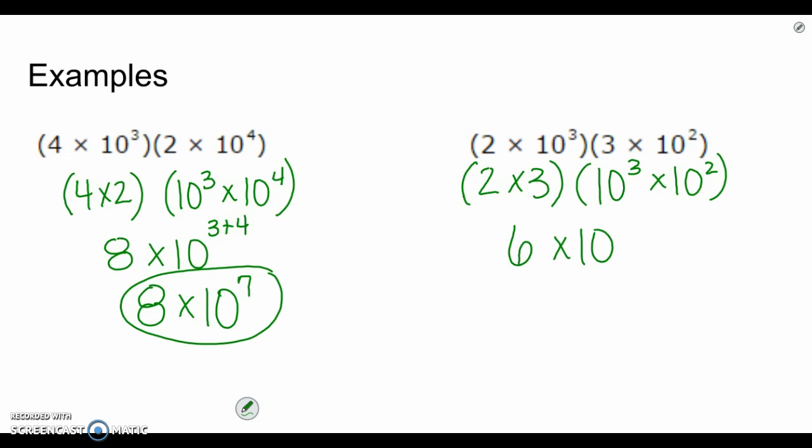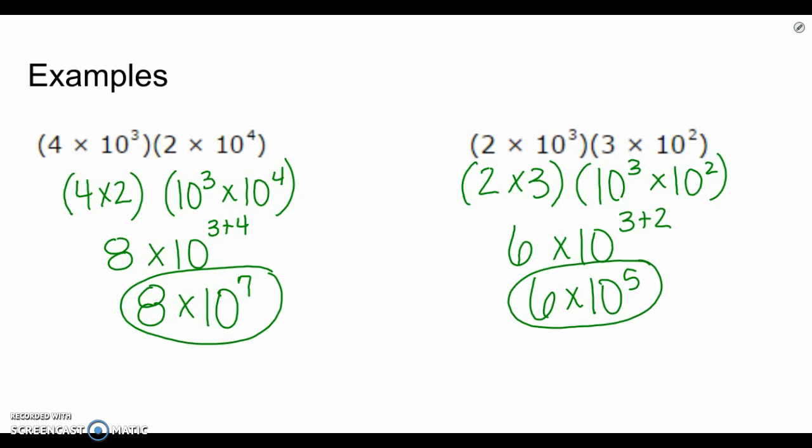Again, we're multiplying with exponents, so we add those together. So we're going to add 3 plus 2. And when we add 3 plus 2, that's going to give us an exponent of 5. So this would be 6 times 10 to the 5th power.